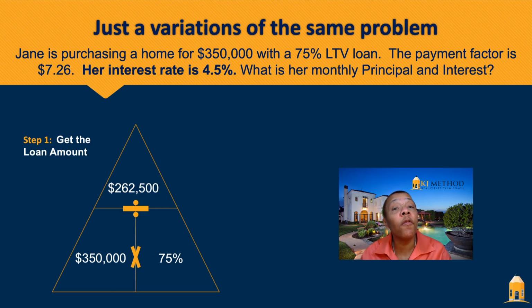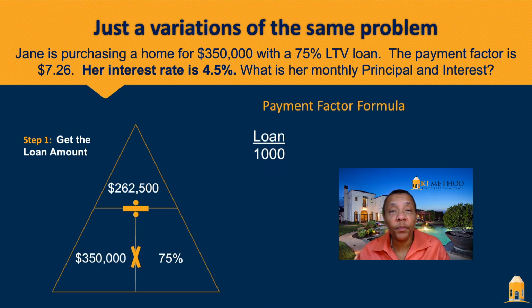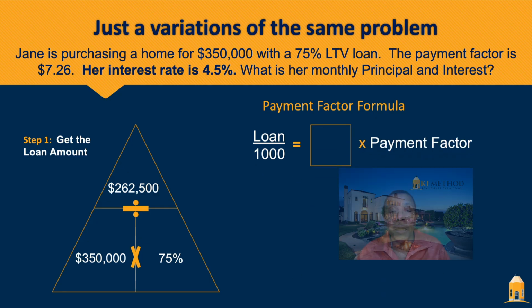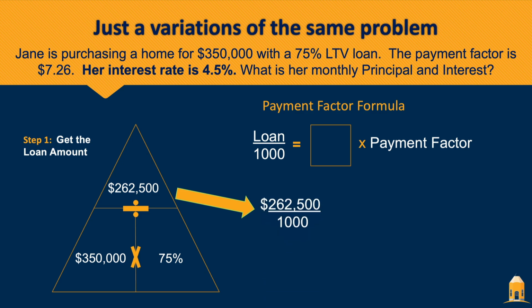Now we're just going to follow the formula that we talked about. See, this is what happens with you guys. You start seeing other information and then it goes haywire. No, all we're going to do is follow the formula. So what was that formula? We're going to take the loan over 1,000 and multiply it by the factor. Same formula. 262.5 thousand, and then we multiply it by the factor, 7.26. And so monthly, she pays $1,905.75.